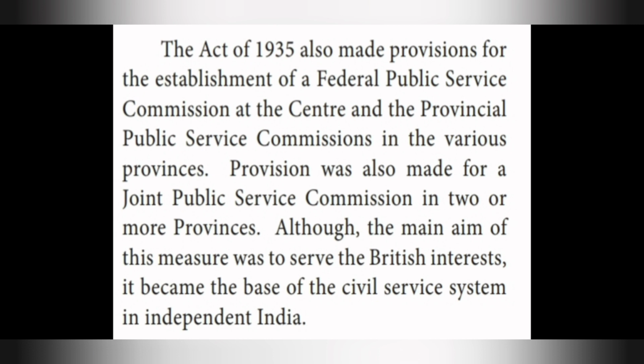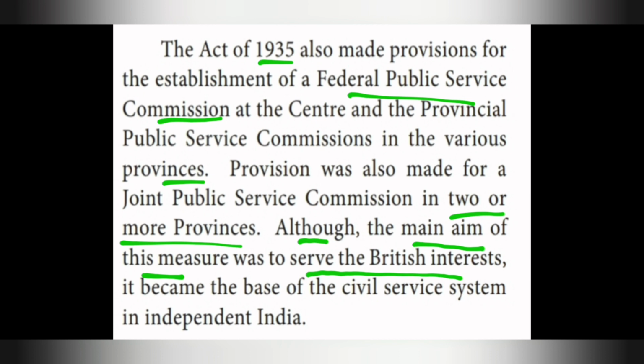Next. The Act of 1935 also made provisions for the establishment of a Federal Public Service Commission at the centre and Provincial Public Service Commissions in the various provinces. Provision was also made for a joint public service commission for two or more provinces. Although the main aim of this measure was to serve British interests, it became the base of the civil service system in independent India.